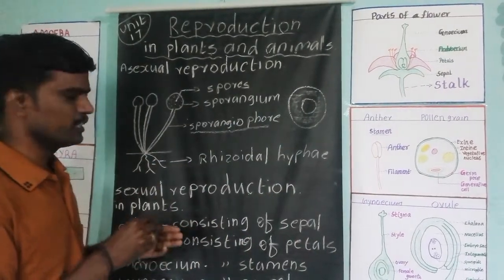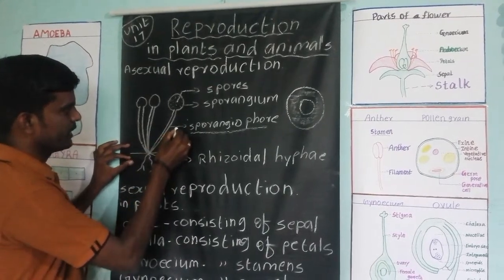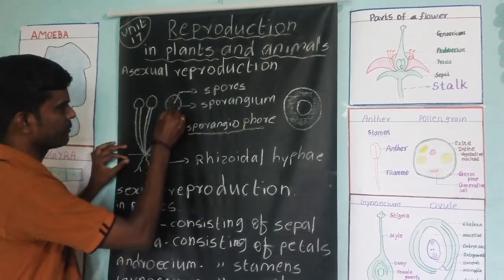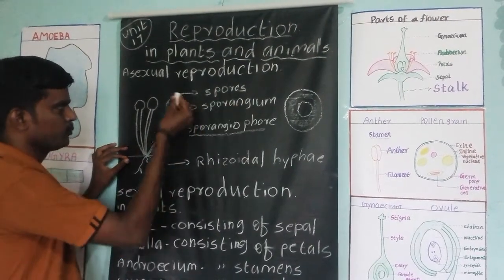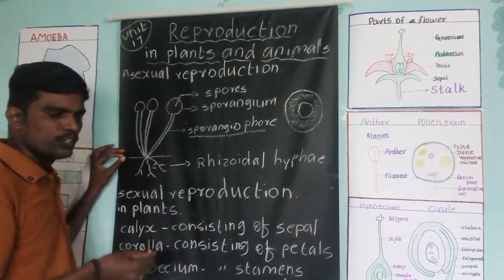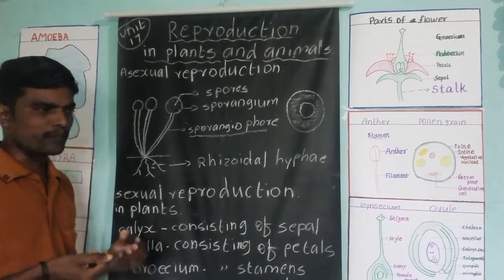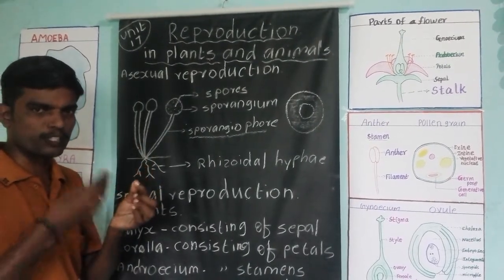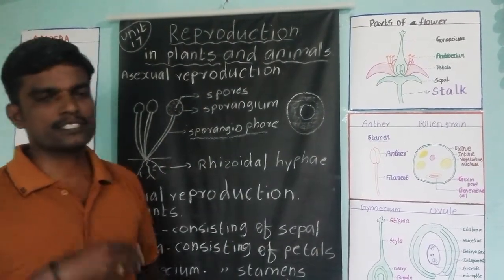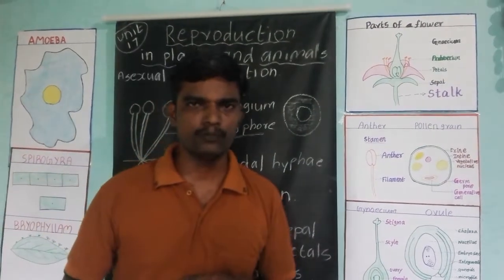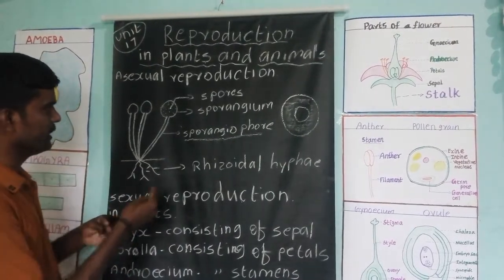If you see how that structure looks, there is one stick-like structure, that is the sporangiophore. Then there is a small ball-like structure, that is the sporangium, and inside the sporangium you see the nucleus. The nucleus divides many times into small nuclei, and each nucleus joins with cytoplasm and forms a spore. Then the spore falls down and forms a new hypha. So this spore formation we can see in Rhizopus.